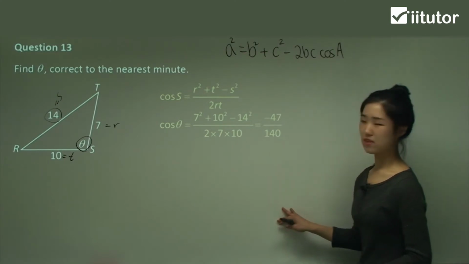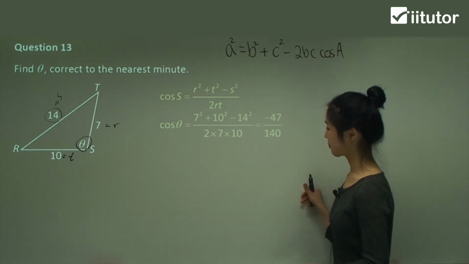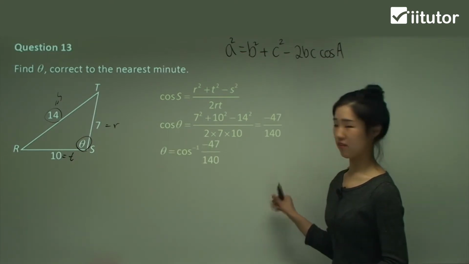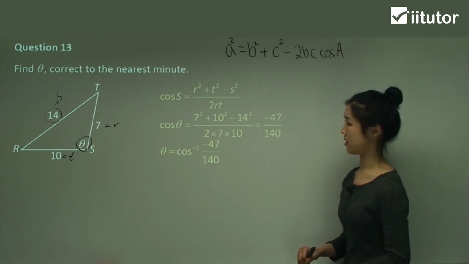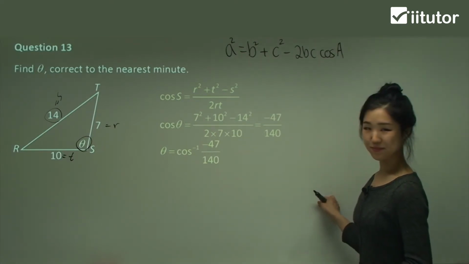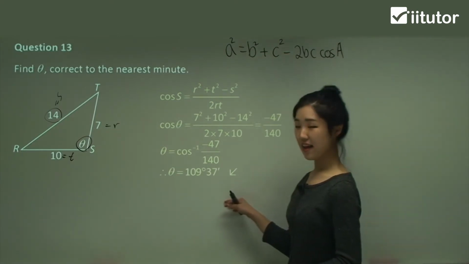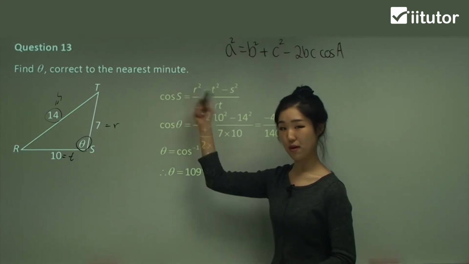It's going to be negative 47 over 140 to simplify it, because that will always help. So all I need to do now is find theta by doing cos inverse of this value. Cos inverse of negative 47 over 140. Just put that in your calculator. You should get 109 degrees and 37 minutes. They ask you to put it to the nearest minute. Make sure you always answer that part of the question as well.